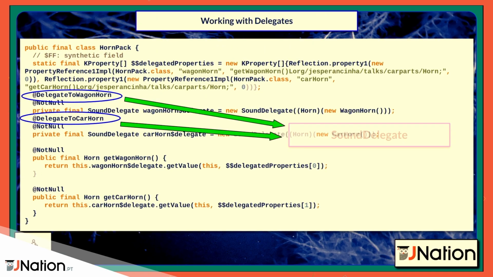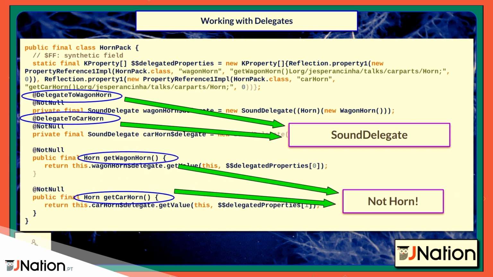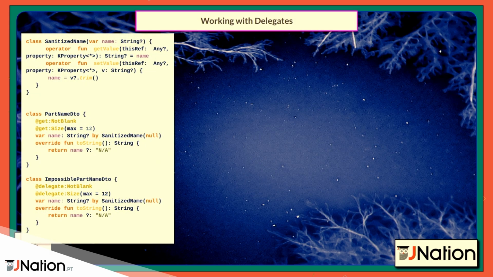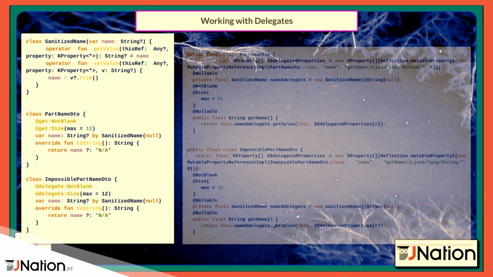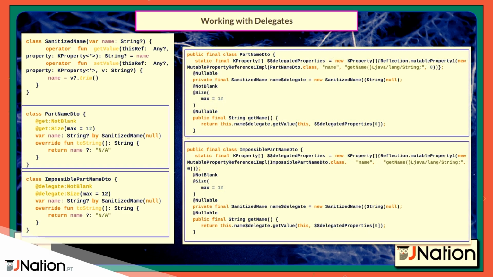And if we decompile the whole thing, this is what we see. It gets applied to the sound delegate, but not to horn, because we have applied the use-site target there before. And bear with me, because there's a conclusion at the end.